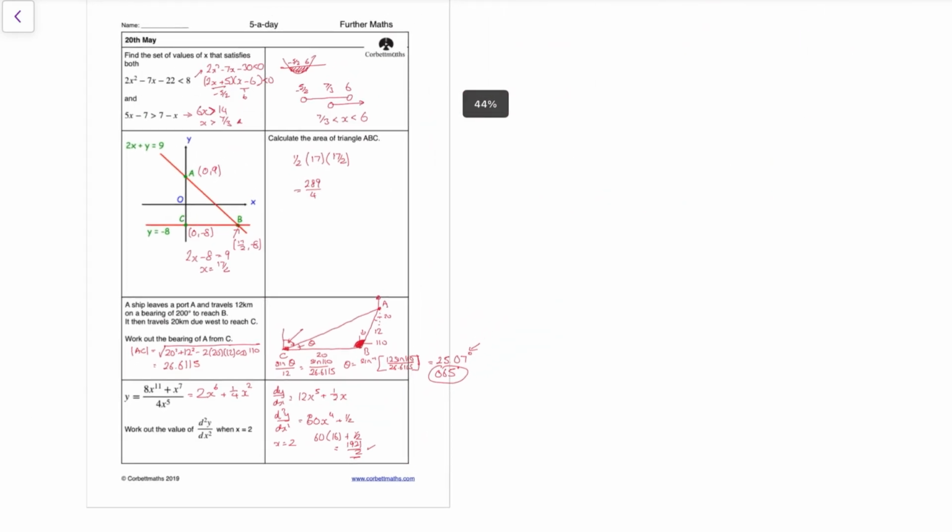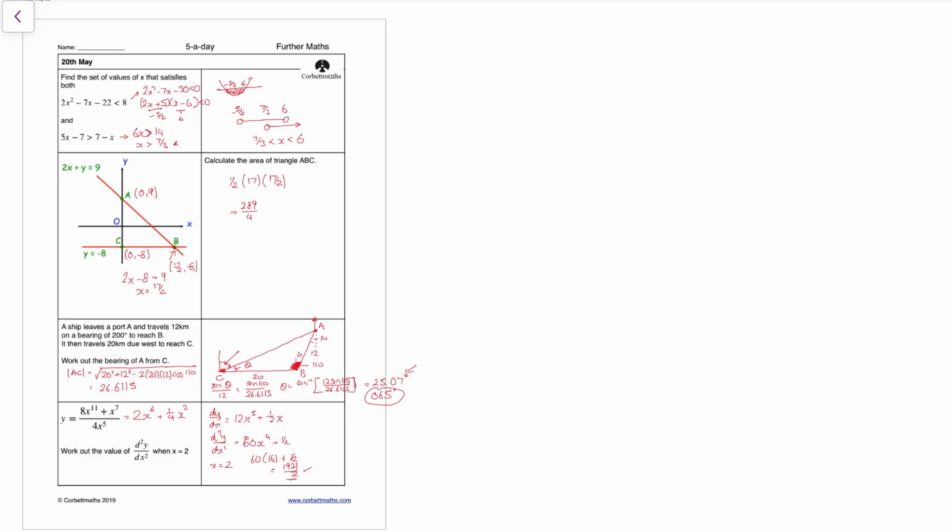Either is fine. Good day today. I like that little triangle question in the middle, the bearings question everyone hates, so always good to practice those.